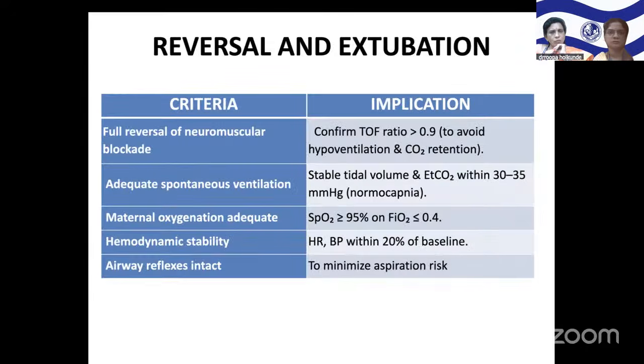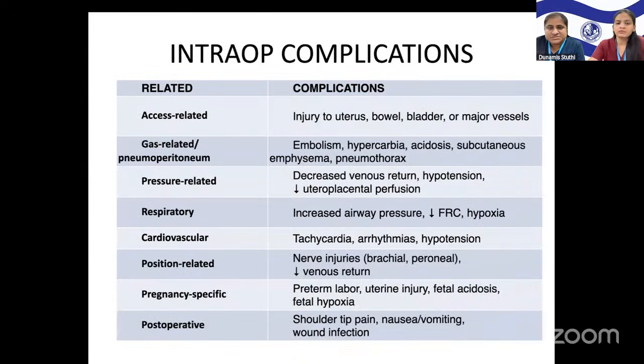And the complications of laparoscopic surgery, do you want to add any other complications of laparoscopic surgery? Complications due to access, where while inserting the trocar there can be injury to the uterus, bowel, or other abdominal organs, and gas insufflation related changes where there can be embolism, hypercarbia, acidosis, or subcutaneous emphysema, and pressure related changes where there is decreased venous return, hypotension, or decreased placental perfusion.